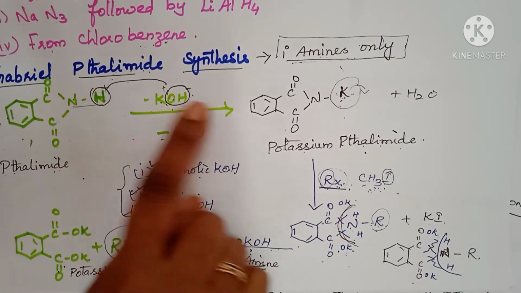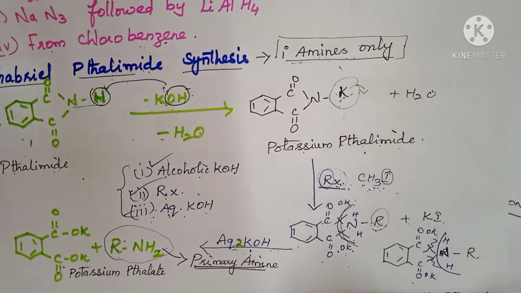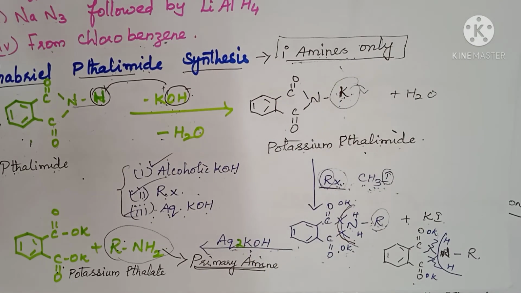For Gabriel phthalimide synthesis, we get only primary amine as the product. That is one point. Second point: why do we get only primary amine? Why can't we get secondary, tertiary amines, or a higher number of carbons, aromatic amines and so on? That is the question.